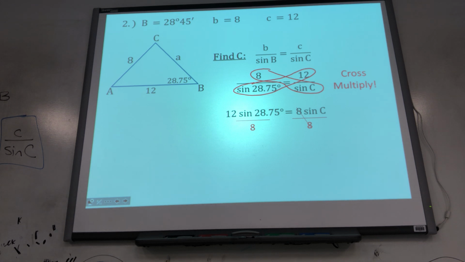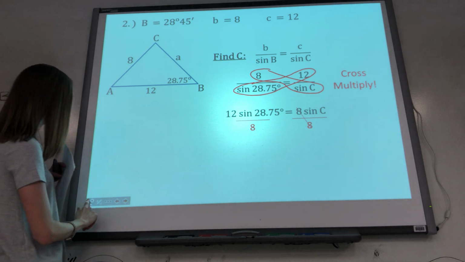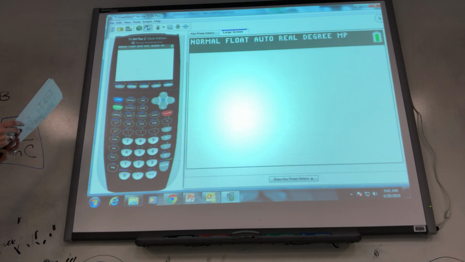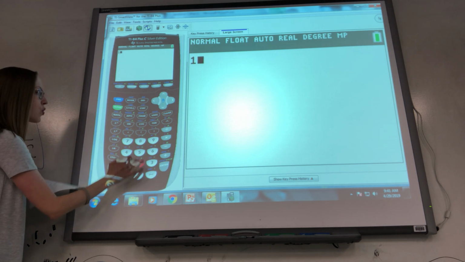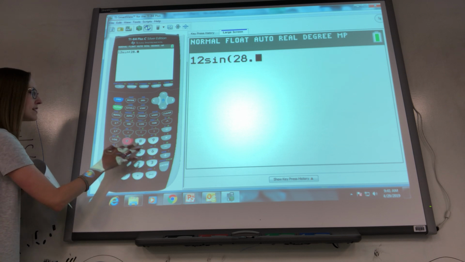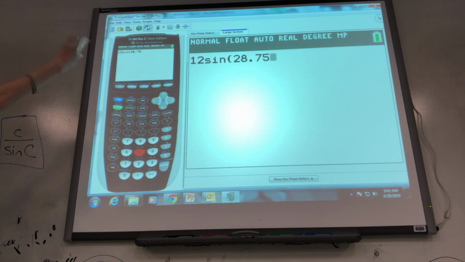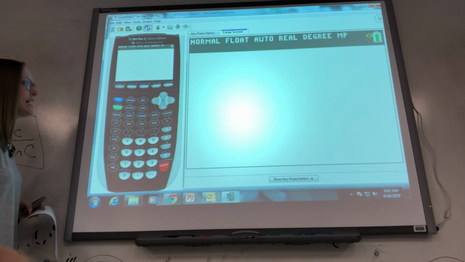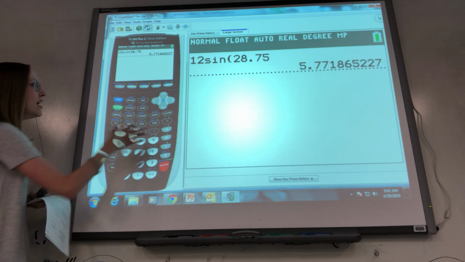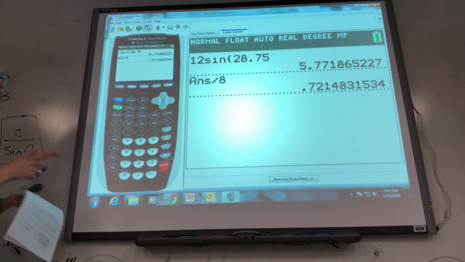Now, this again is something that I'll type into my calculator. So I want you to do this with me so we can hopefully get the same answer. I'm typing in 12 sine of 28.75. If you want to do all the rest of it in your parentheses, if you don't want to worry about that, just hit enter and then divide it by 8.